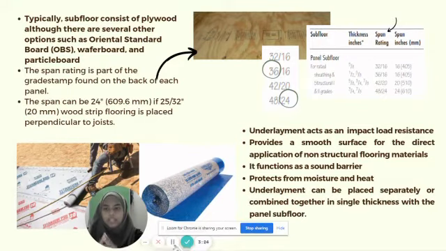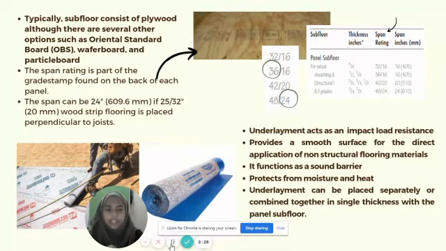The span rating is part of the grade stamp found on the back of each panel. So the span can be 24 inches, which is 609.6 millimeters, if the 20 millimeter wood strip flooring is placed perpendicular to the joist. As you can see here, these numbers are the span rating placed on the back of the panels. The first number, for example 36, on the left side indicates the maximum spacing of rafters for roof sheathing. And the number on the right side indicates the maximum span rating for the wood subflooring.